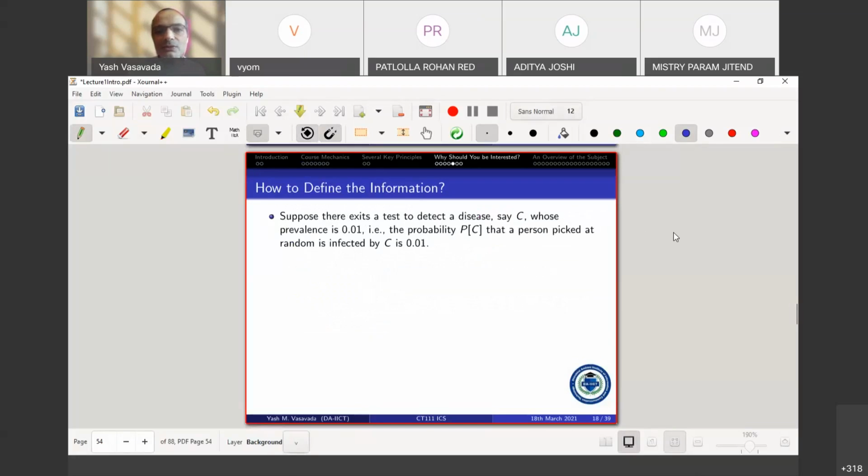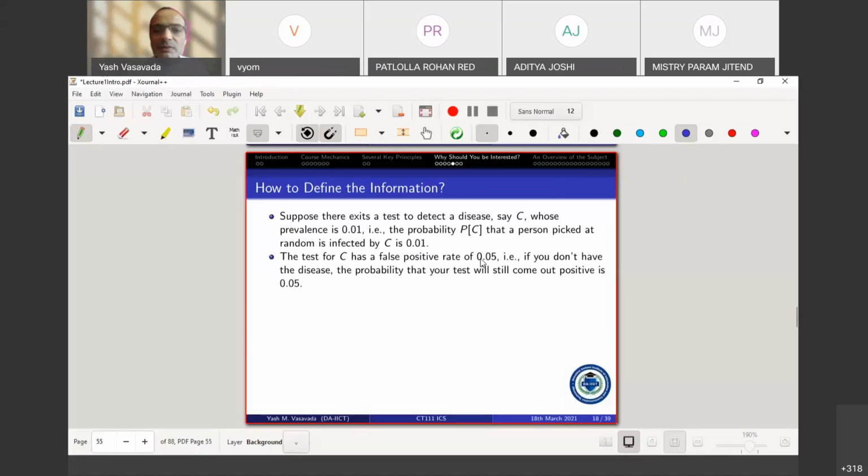So suppose that there is some prevalent disease. I have called it disease C. C stands for, you can guess what it stands for, but it's fine if you don't know. So there is some prevalent disease C, and there is some test which is used to detect the disease. Now, suppose that in the general population, if you pick somebody at random, there is only a 1% chance that that person has that disease C. So there is only a small probability that the person is infected.